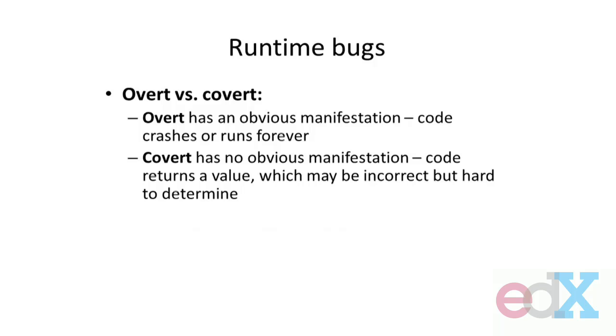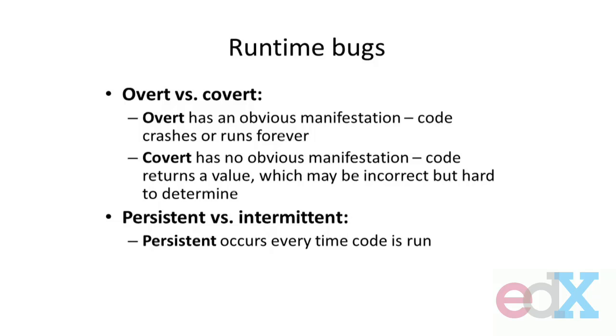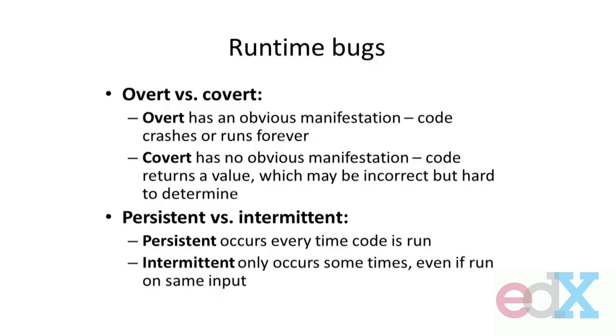A second dimension along which we could think about bugs is the difference between a persistent and an intermittent error. A persistent bug occurs every time the code's run. Every time the code runs, it crashes. Pretty obvious. Intermittent only occurs sometimes. That's a little more annoying. Sometimes it's because it only occurs on particular inputs, but in fact there can be intermittent errors that occur only sometimes, even when run on the same input. And that's also a little bit frustrating. The reason we're going to give you these different categories is that the fact that there are different kinds of bugs has an impact here.